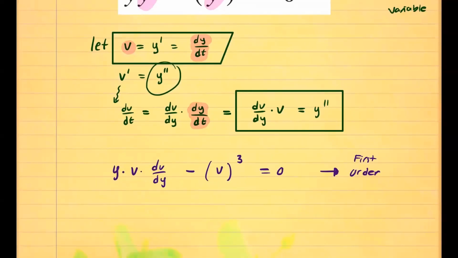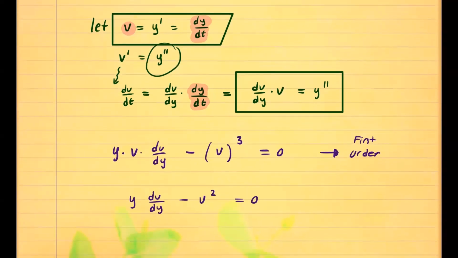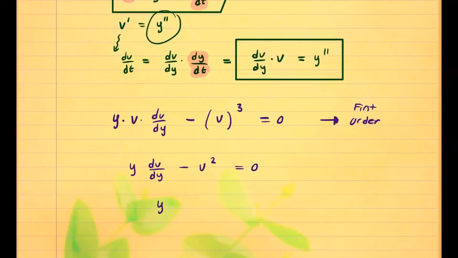You can divide both sides by v. So you will have y dv dy minus v squared is equal to 0. And then I can add v squared to both sides. So you have y dv dy is equal to v squared. Now you can see that it's separable. So if you didn't see it from the first step, you can now see that this is a separable differential equation. If you need help with separable differential equations, how to solve them, I'll leave a link in the description box for you to check it out.